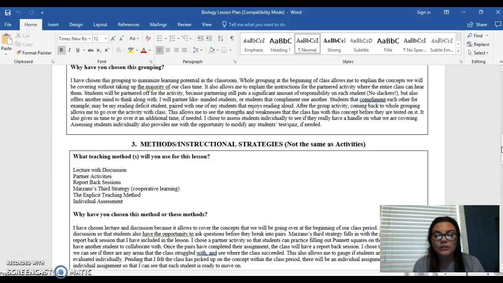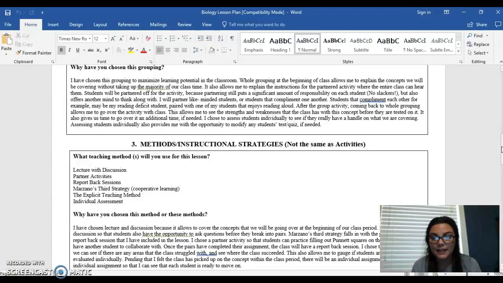I've chosen lecture and discussion because, again, it allows me to go over the concepts at the beginning of class, and it also gives the students opportunities to ask questions before they break into pairs. Marzano's third strategy falls in with the partner activity and the report back session. I chose a partner activity so that students have another mind to think along with and someone to help them through filling out Punnett squares.